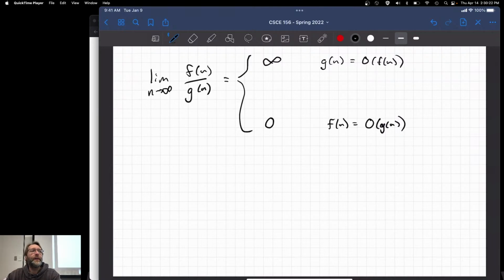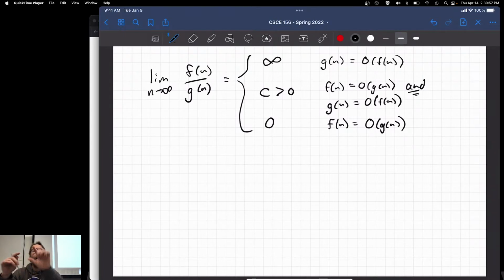What's the other possibility? That they cancel each other out, and that it converges to some constant c greater than 0. That's not the same c, by the way. In this case, you've got f of n is big O of g of n, and g of n is big O of f of n, because they have the same growth rate. Because their growth rates cancel each other out and you converge down to some constant eventually.